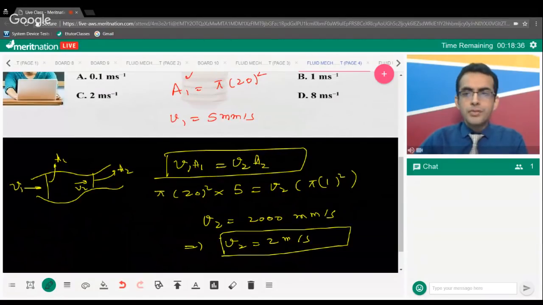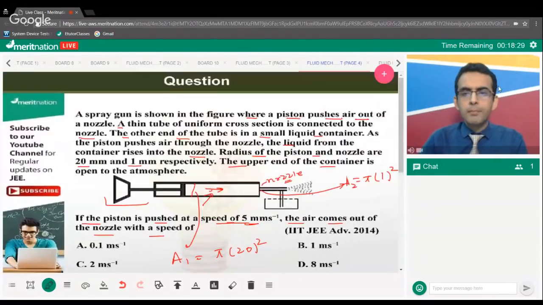So that's the answer. Ayush, you can see the recording later on. Okay. So C is the correct answer. Yes, Meenakshi, you're absolutely right.